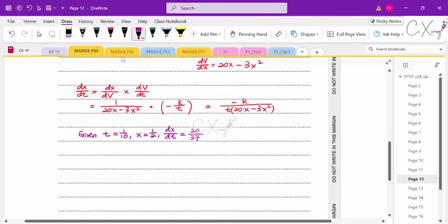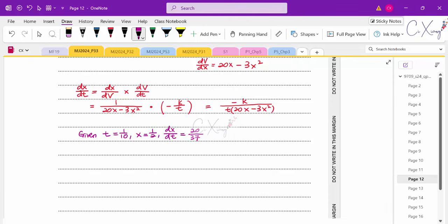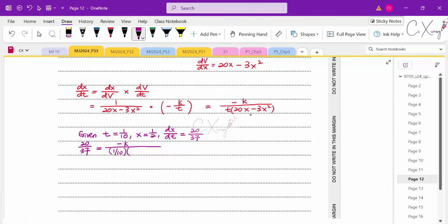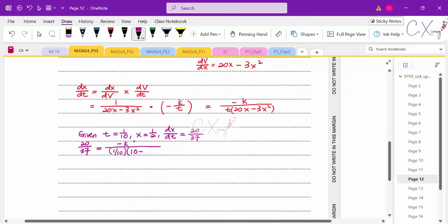Okay, so I want to substitute into my equation here. So dx/dt, I substitute 20/37, equals negative k, I don't know what it is, I just copy negative k. t is 1/10, right? So you put in 1/10. Then 20x, so you substitute half into the 20. So 20 divided by 2, you're having 10. Minus half, you square, become 1/4. So you'll be having 3/4. Okay, so if you try to simplify all the values here, you'll be having k equals negative half.